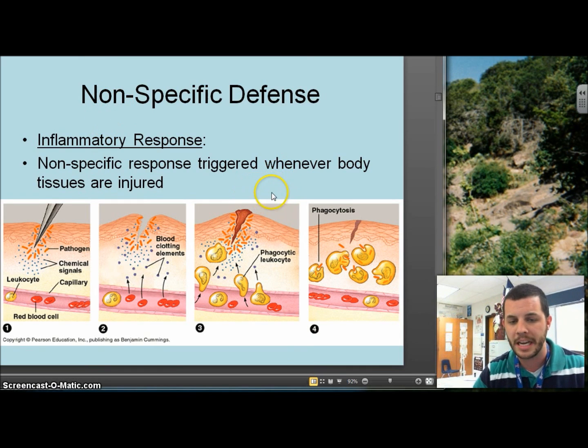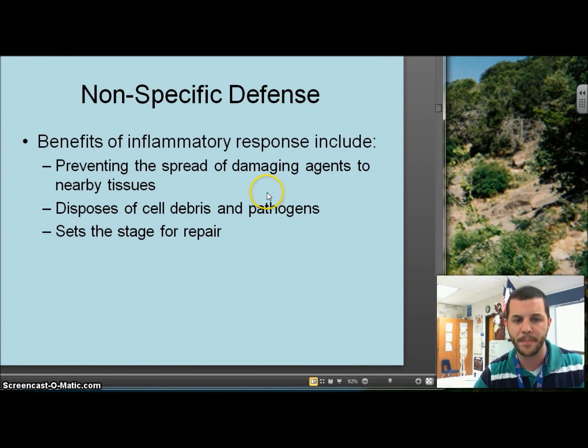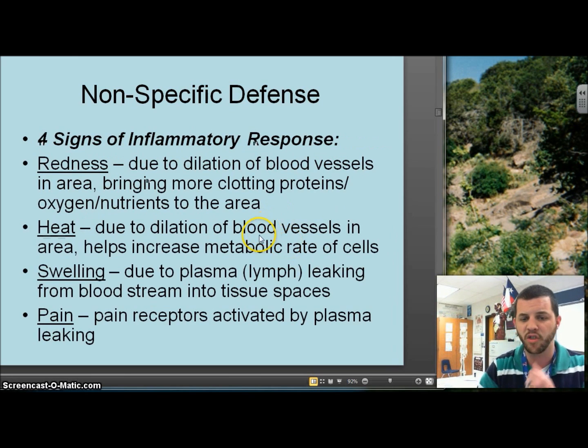We also have what's called an inflammatory response, which is triggered by an injury. What's going to happen here is that it's going to prevent the spread of these pathogens to other parts of the body. It's also going to allow for the body to dispose of cell debris and the other pathogens, and it'll start to set the stage for repair.